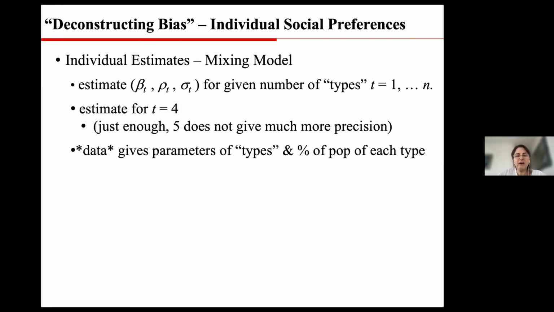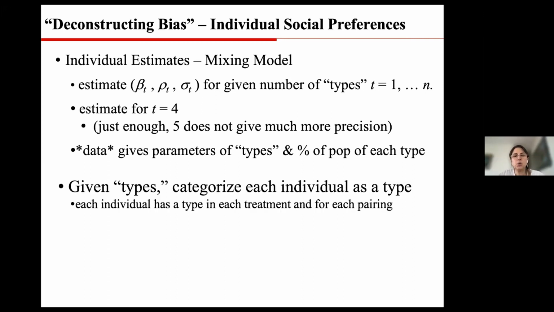Once we have those types, that's the utility function parameters for the types. We then go back to the individuals and ask, does each individual fit as one of the types? Does each individual have a type in each treatment and for each pairing? So we have these utility function types, and these are the parameter estimates that go with people. We can look at those parameters and say the people who have these kinds of parameters are selfish. The people who have these parameters are inequality averse. The people who have these other parameters are social welfare maximizers. And the people who have another set of parameters have this destructive behavior, right?